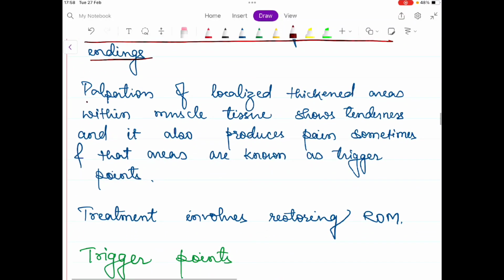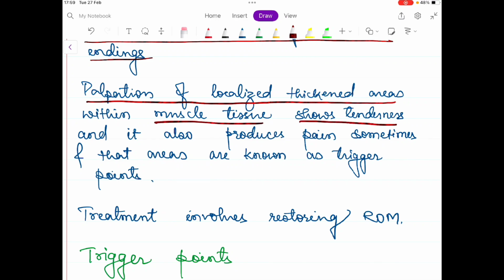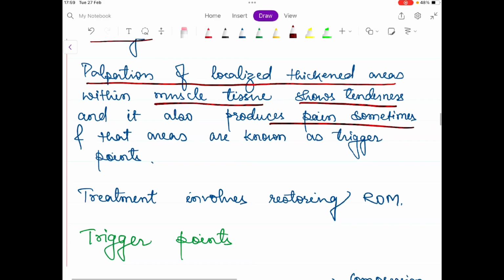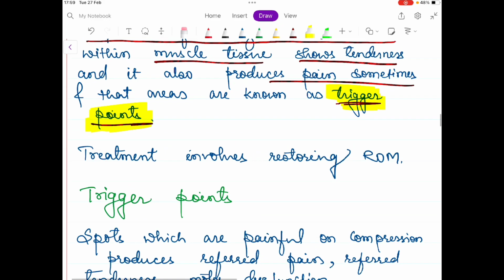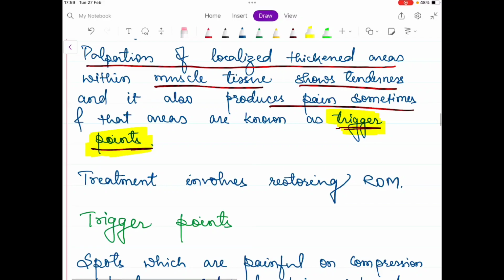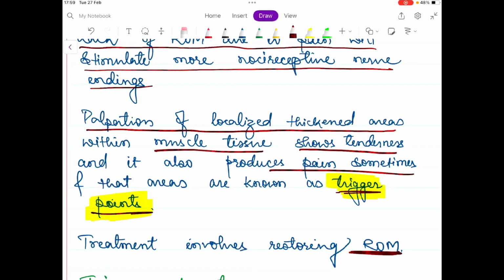Now, next point. Palpation of localized thickened areas within muscle tissue shows tenderness, and it also produces pain sometimes. That area is known as trigger points. So here our term came, which is very important. The treatment involves restoring the range of motion. See, the treatment is totally based on what structure is damaged.